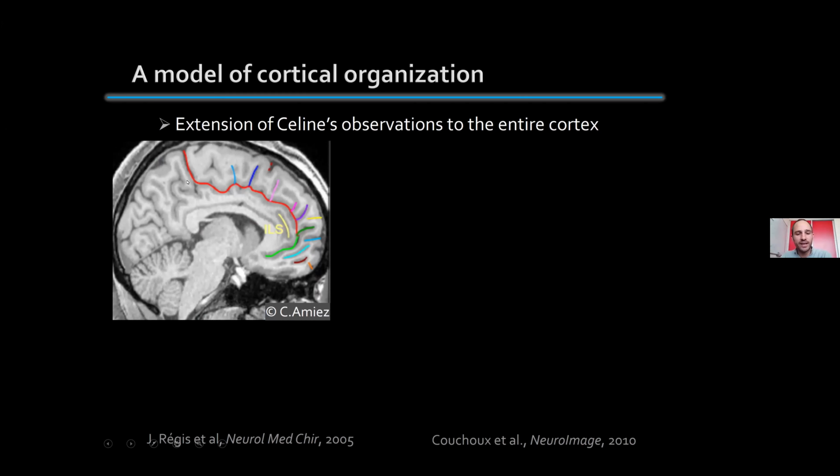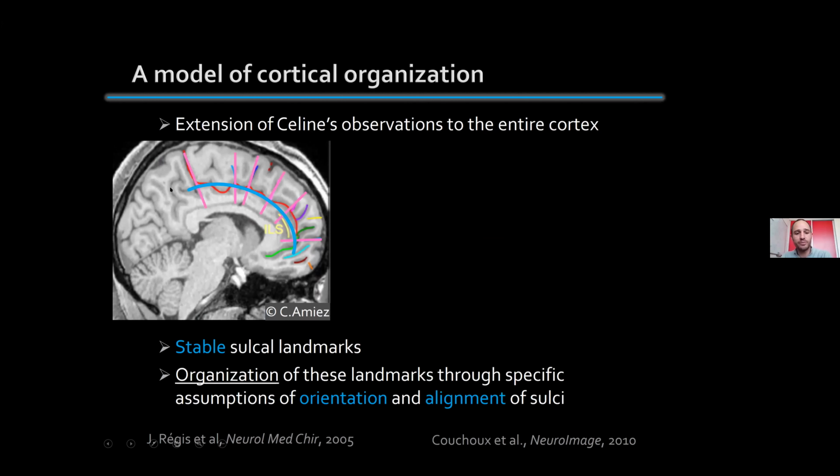Here the idea is that we want to formalize this observation, and the observations are the following. First, I think that Céline did convince you that they are stable circular landmarks, meaning that we can find these landmarks in all brains and across species also. I will go back to that point. The second thing that we have to formalize is that these landmarks are organized. And here, just to keep things simple, we can take that as an assumption for now. So make the assumption that the circular landmarks are organized in terms of orientation and alignment.